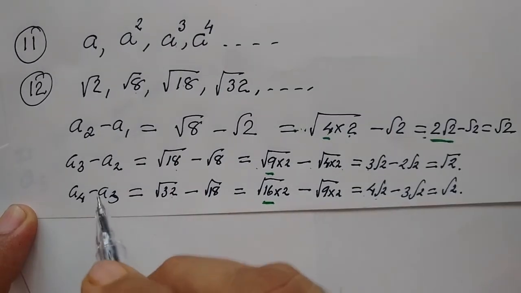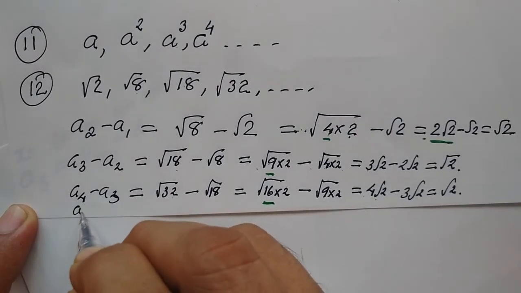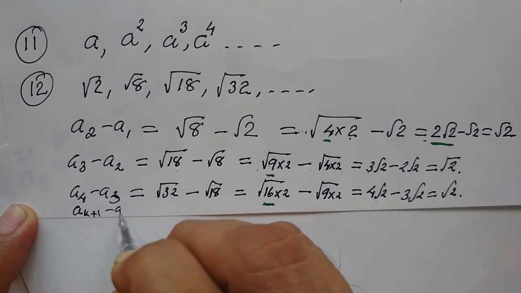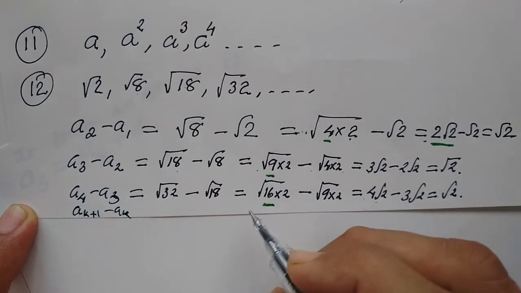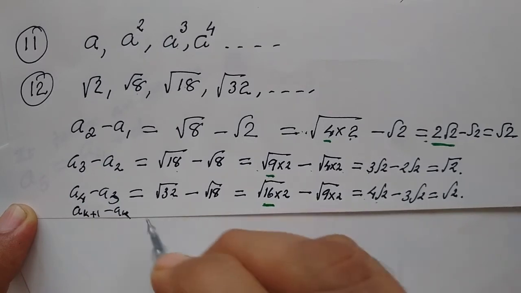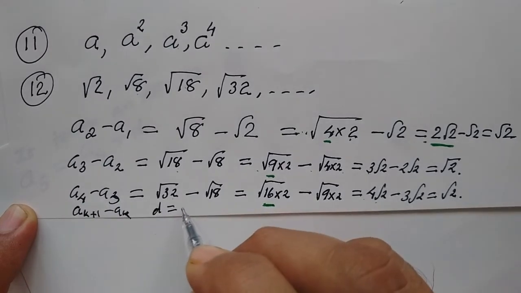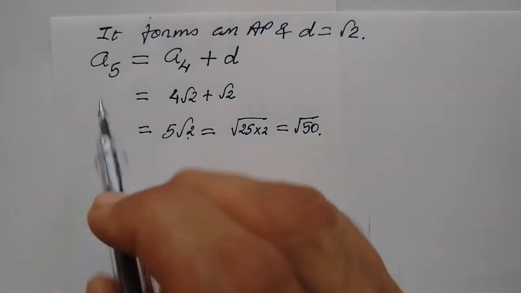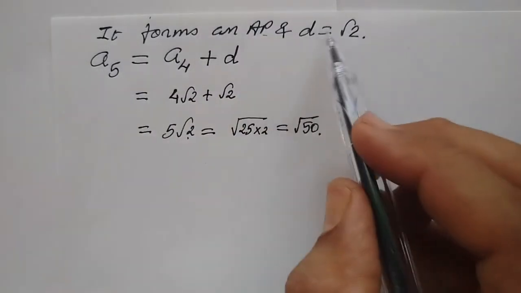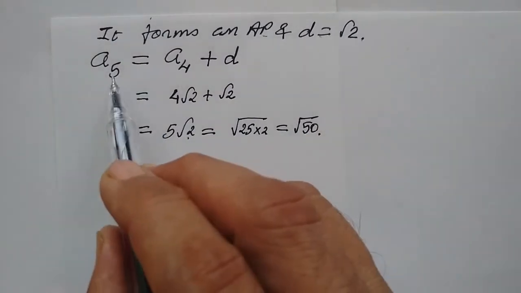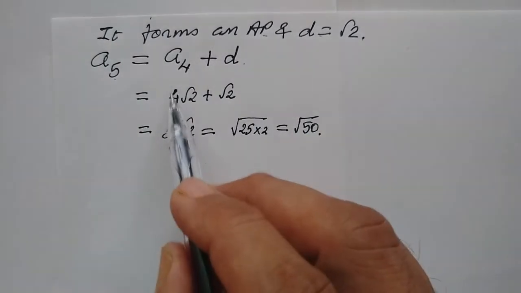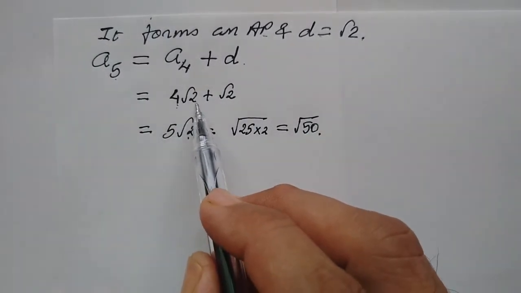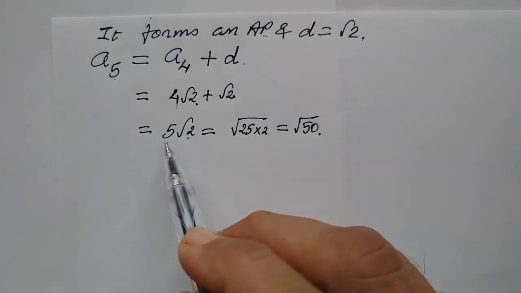Now write down, children. It is true for A(k+1) minus A(k) everywhere, and d equal to root 2. So now next step. Now see children, it forms an AP and d equal to root 2. A5 equal to A4 plus d. A4 is what? 4 root 2 plus root 2, 5.